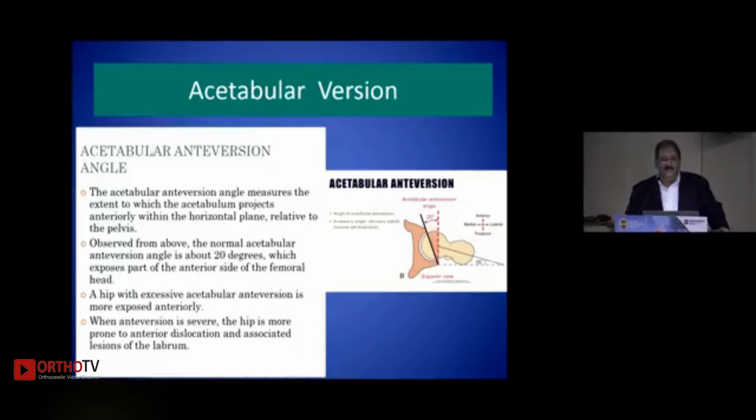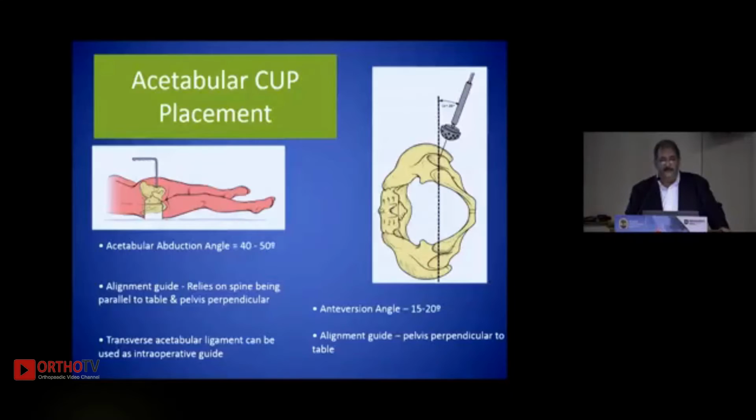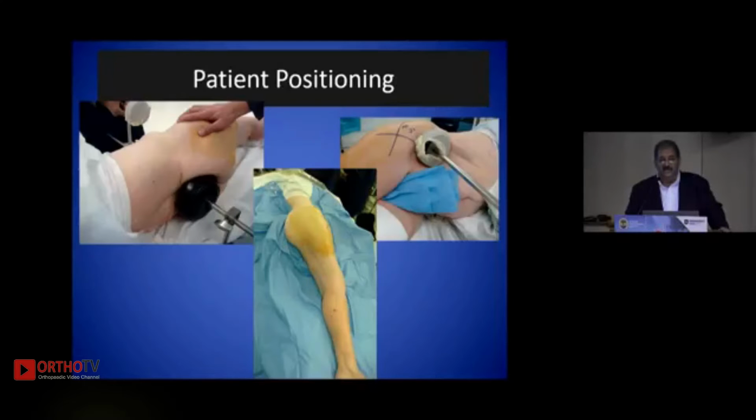So acetabular version, as all of you are aware, is the angle at which the acetabulum projects anteriorly from within the horizontal plane relative to the pelvis, and usually around 20 degrees is the accepted norm. The positioning of the acetabular cup is critical, and we have to restore the version as well as the inclination. So first of all, the patient positioning is crucial in this type of scenario. Whichever approach you choose, whether posterior, anterolateral, hard hinge, whatever, we're not going to go into the DAA because it's not yet popular in this part of the world.